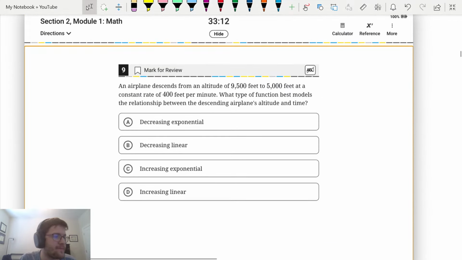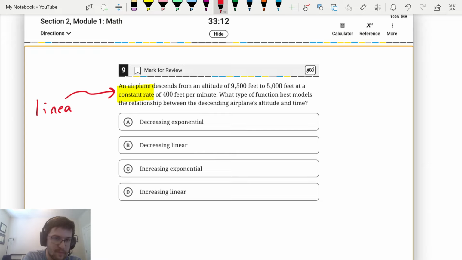Okay, so for this one, exponential functions are functions that multiply by some number or some fraction over and over and over again. That's how they change, right? So when you see the words constant rate, that means it has a constant rate of change. That means it has a slope. Only lines have slope. Exponential functions do not have slope. So the words constant rate tell you that it's linear. So it's not exponential. So this one's out and this one's out.